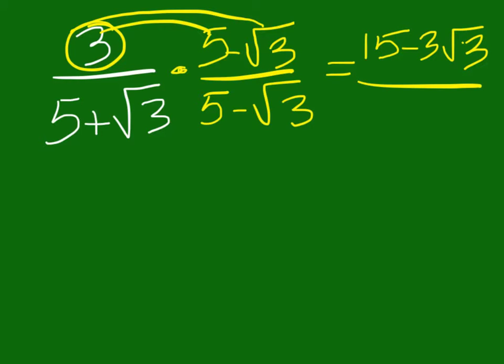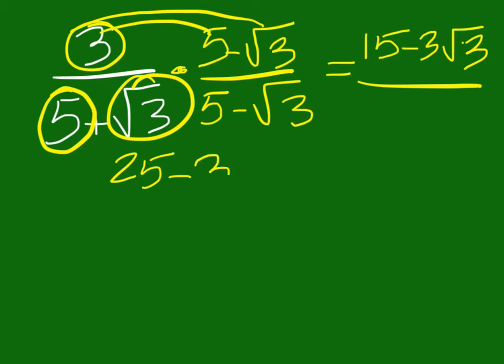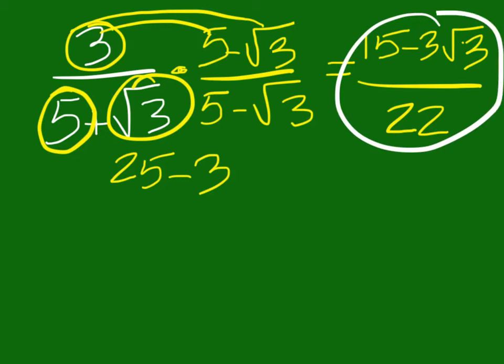On the bottom, you have the same quantities, except they're different in terms of signs. So it's 5 squared is 25, and square root of 3 squared is 3. You always subtract. 25 minus 3 is 22. Can the square root of 3 be broken up? No. 5, 3, and 22. Is there a number that comes out of all three other than 1? No. That is your final answer.